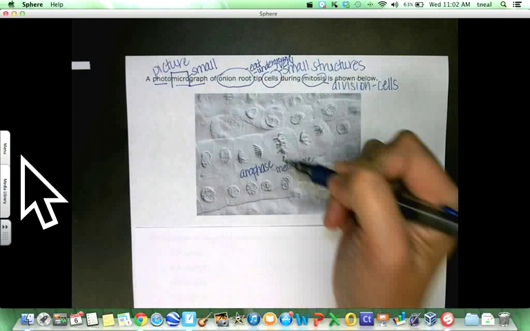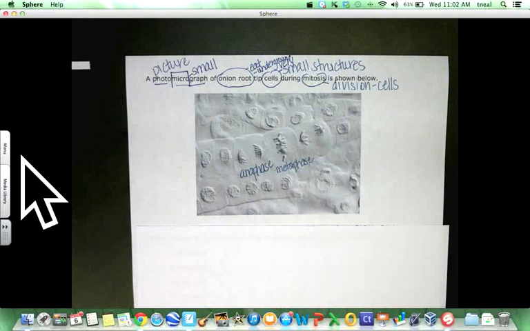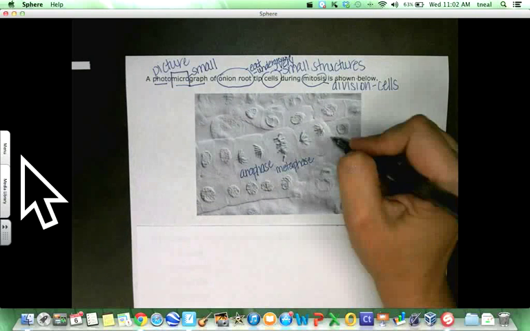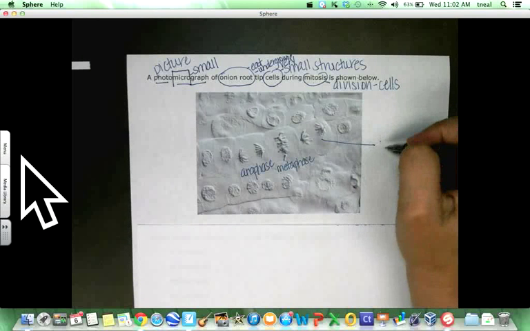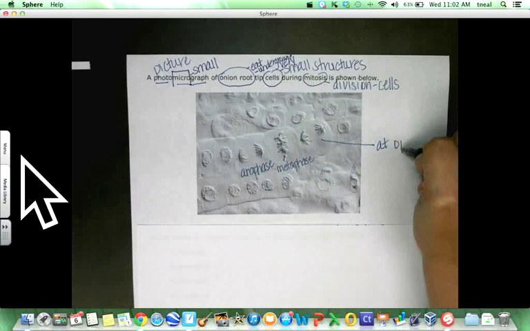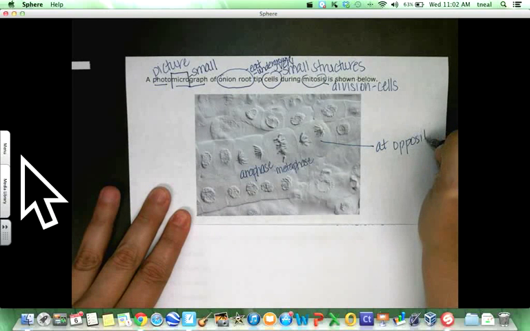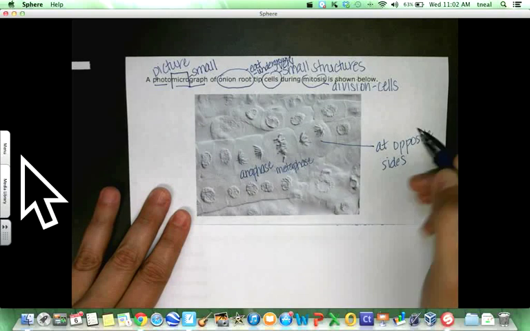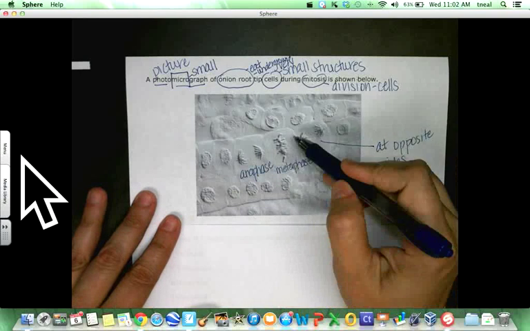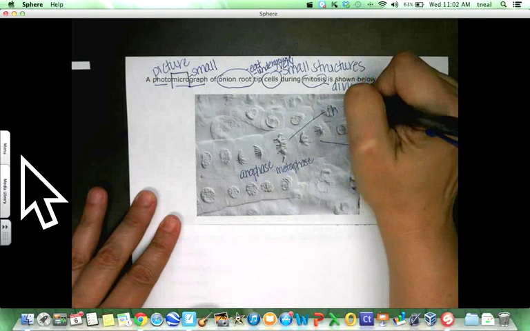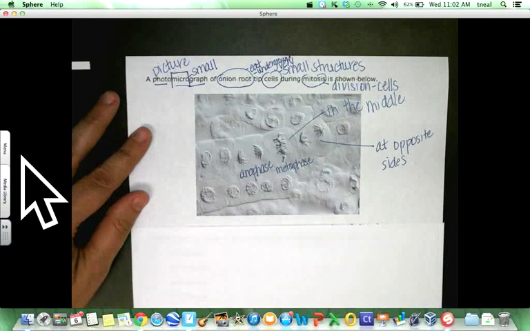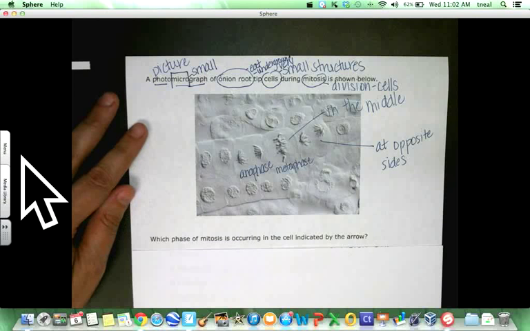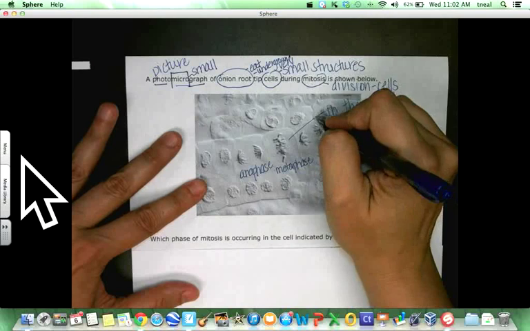If for some reason you don't remember these words, I want you to write down what you observe. You observe that even if you can't remember what these are called, you want to put at opposite sides. Okay? And right here, you want to put that they're in the middle. Now we're ready to look at the question. Which phase of mitosis is occurring in the cell indicated by the arrow? I know in this paper you can't see the arrow, but on the test it was looking at this one.